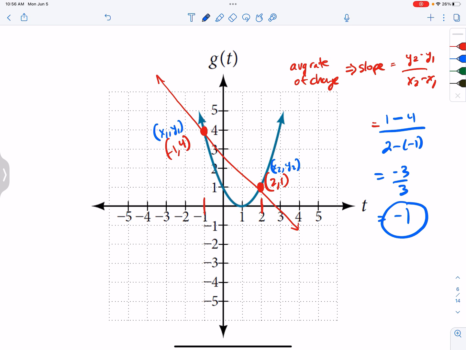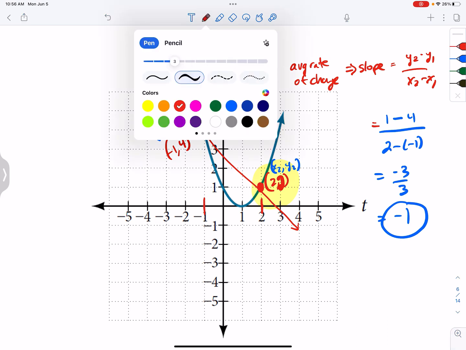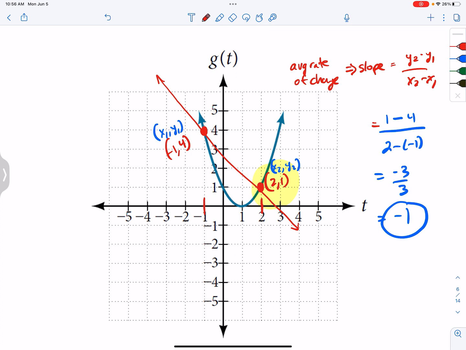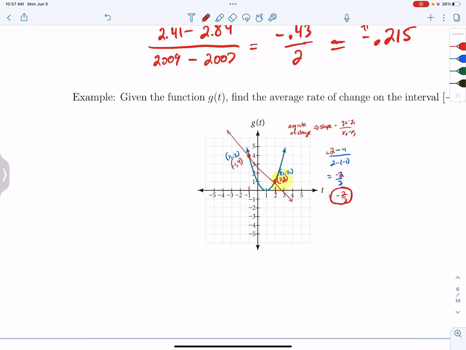Let me make sure I got that correct. There's a mistake here. This point right here is mislabeled. That should be 2, 2. Sorry about that. So that means y2 is 2 here, and this will be -2/3. So that should be our answer: -2/3 is our average rate of change. Sorry about that. But that's how we find the average rate of change. Again, it's just the slope between those points.